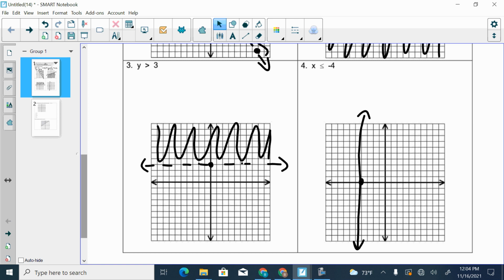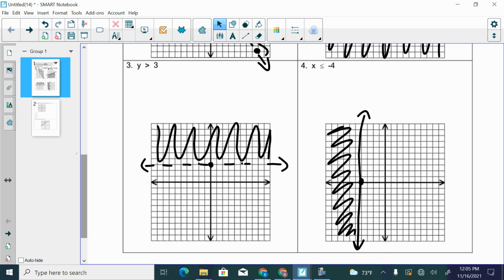And it said to shade where x is less than. So it's kind of weird when it's straight up and down. There's not necessarily above and below. So the left side is where things are less than, right? Where things are smaller is to the left. So we're going to shade over here. All right.